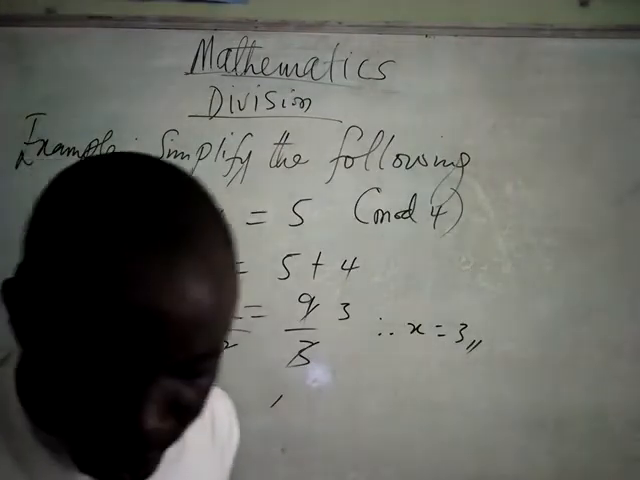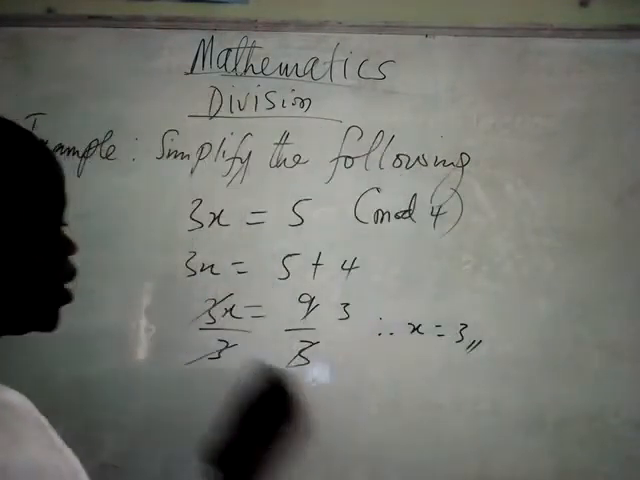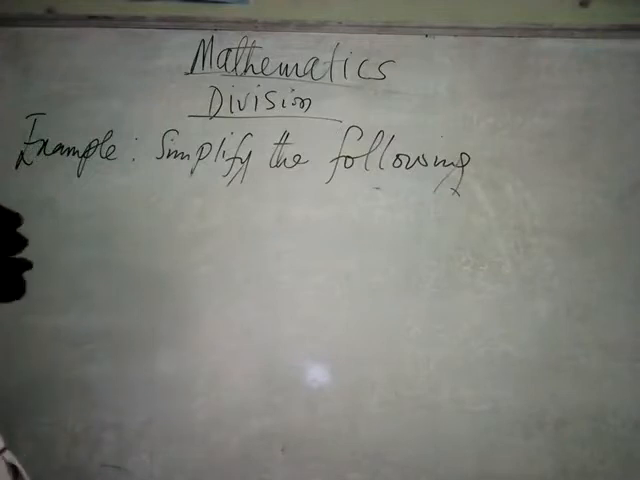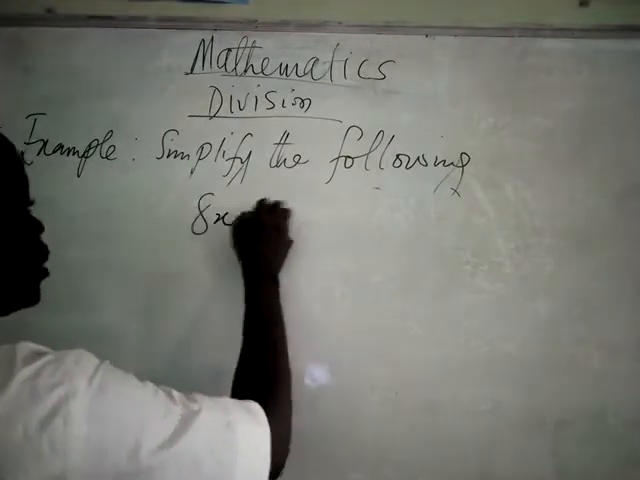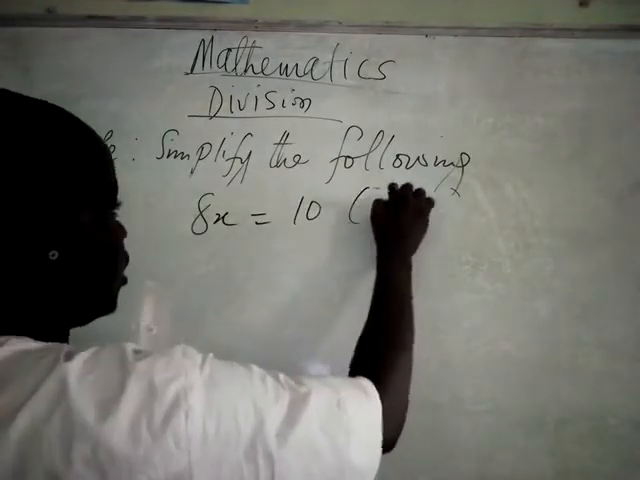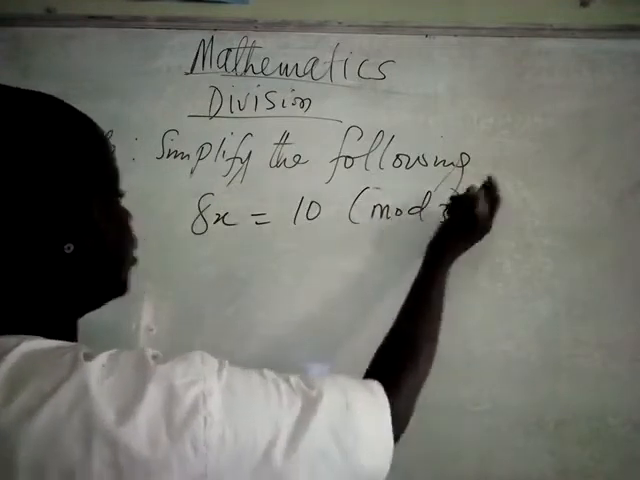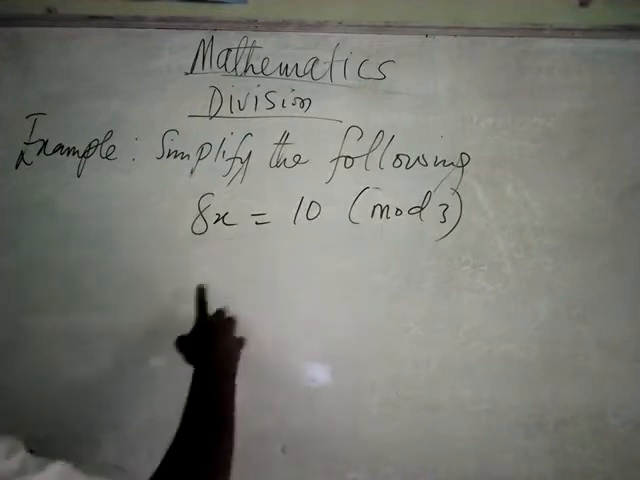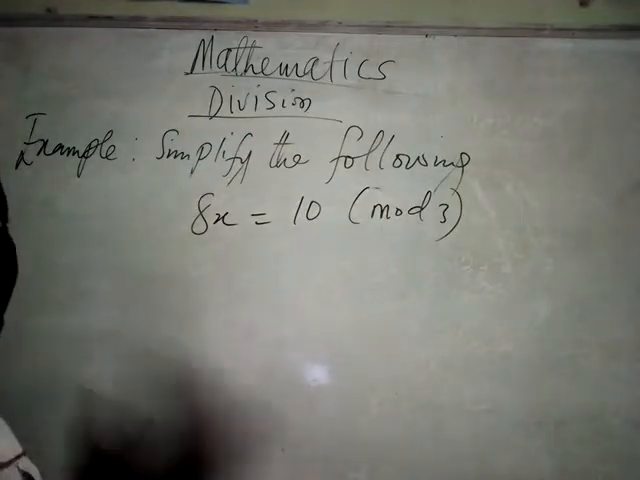And let's take another one. 8x is equal to 10 in mod 3. Now look at that. 8x is equal to 10 in mod 3. Now you see, if you divide both sides by 8, you're going to have a fraction. We don't want to have a fraction.